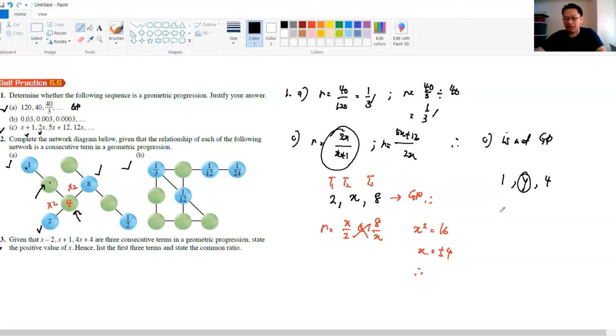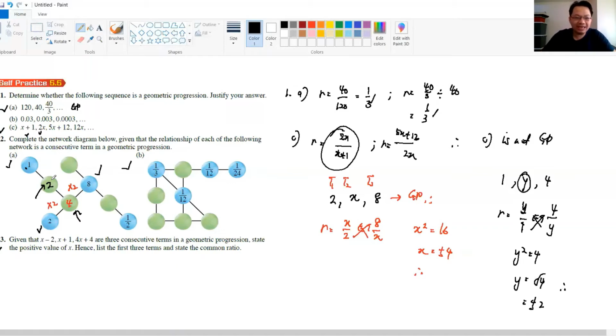That's all. So r equals y over 1. Y over 1 for the second term divided by the first term also equals the third term divided by the second term. So we cross product. So y squared equals 4, y equals square root of 4, which equals plus minus 2. But since you look at the pattern, your pattern is 1 and then becomes 4. This is positive and positive, so the middle also must be positive. So therefore y, the box here, should be positive too.